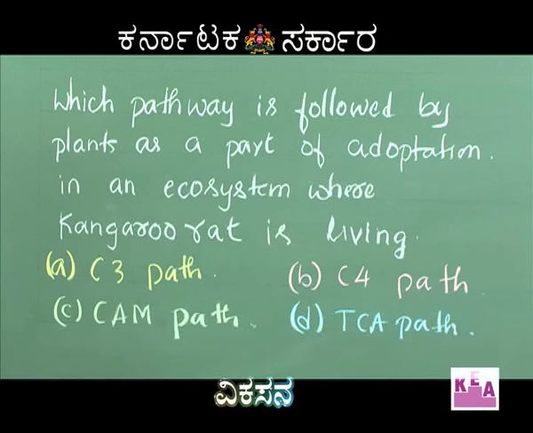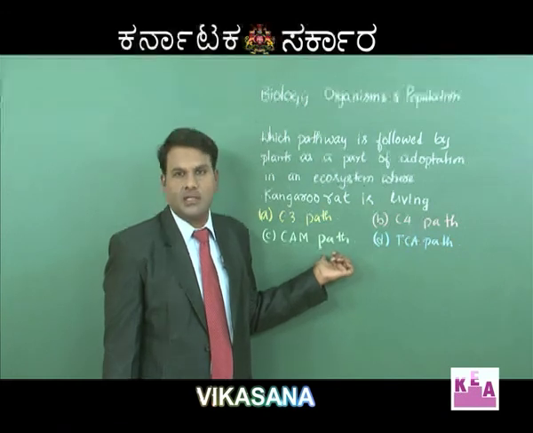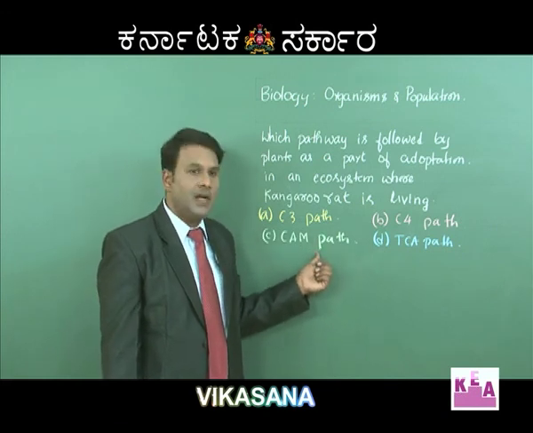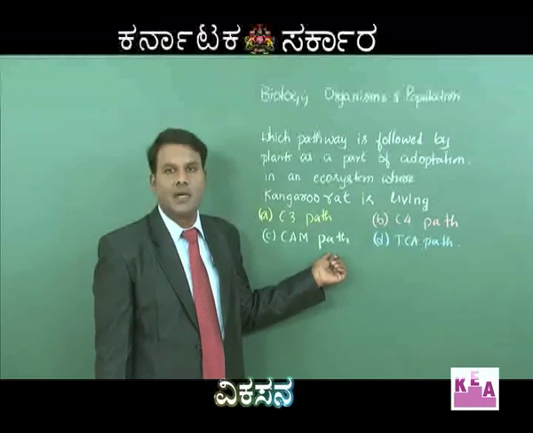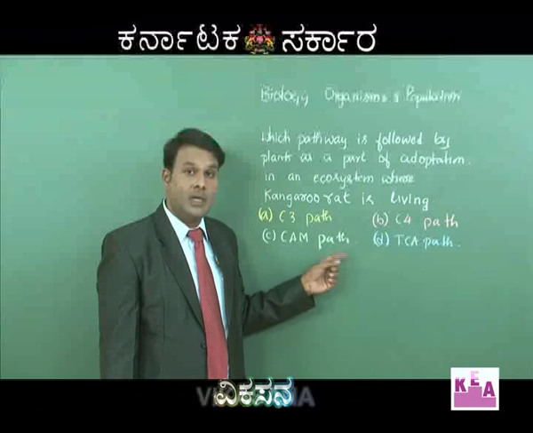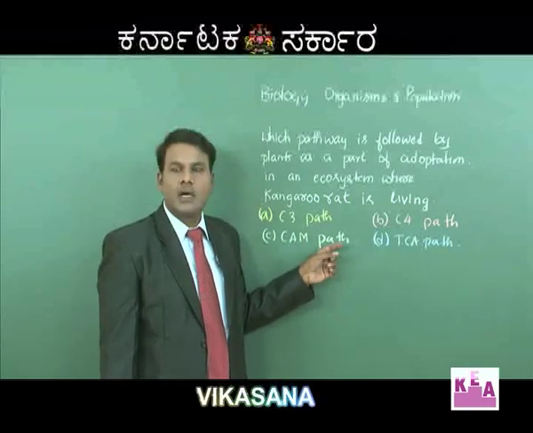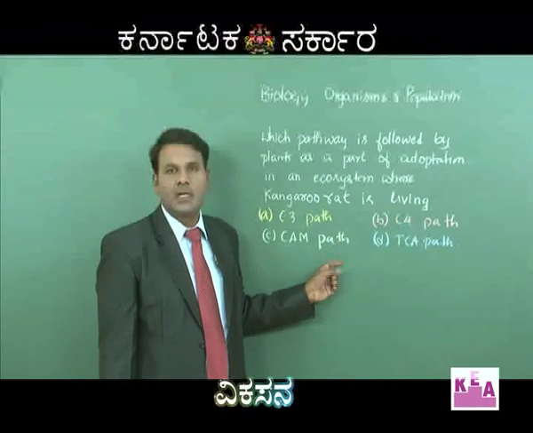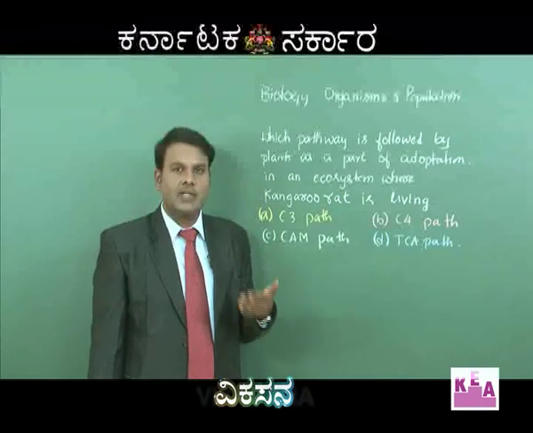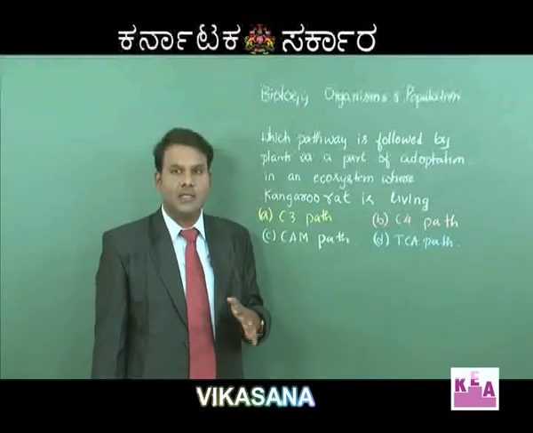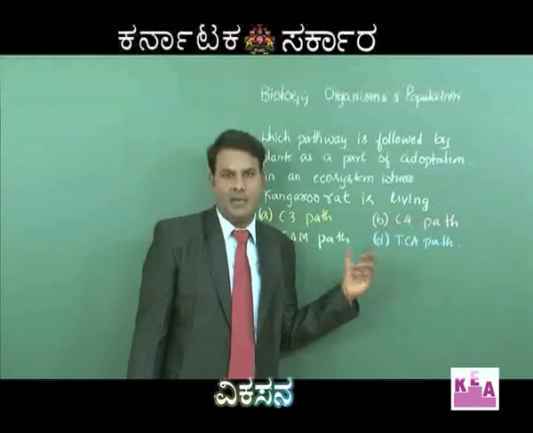This type of pathway is exhibited by plants adapted for dry environmental conditions, wherein the plants close the stomata during daytime to prevent the loss of water, but they open stomata during night time. When they open stomata during night time, the carbon dioxide diffuses into the leaf, then is converted to malic acid. During daytime, in the presence of sunlight, the carbon dioxide is again fixed through the C3 pathway. Now, what do you understand by this?